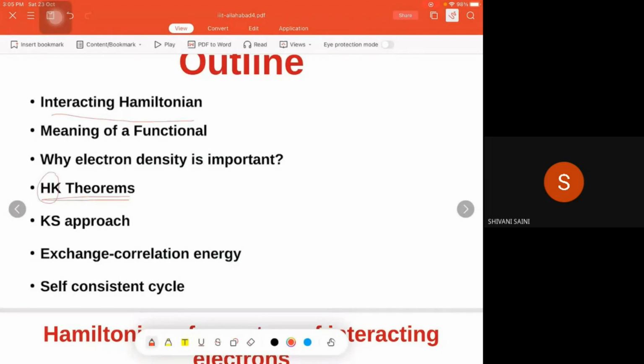And we will see how these two theorems have actually helped Kohn and Sham later to develop a formalism of DFT. And then we will see what is the exchange correlation energy. And then finally, we will see what is the self-consistent cycle, how the Kohn-Sham equations can be solved.